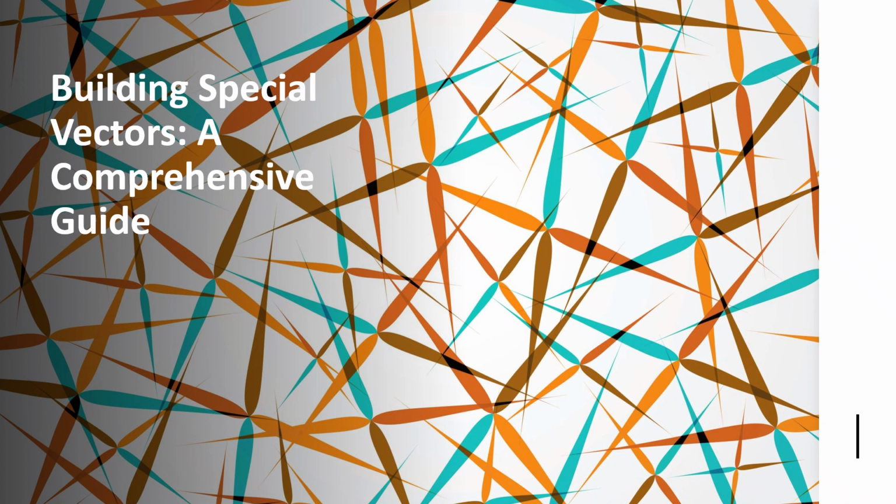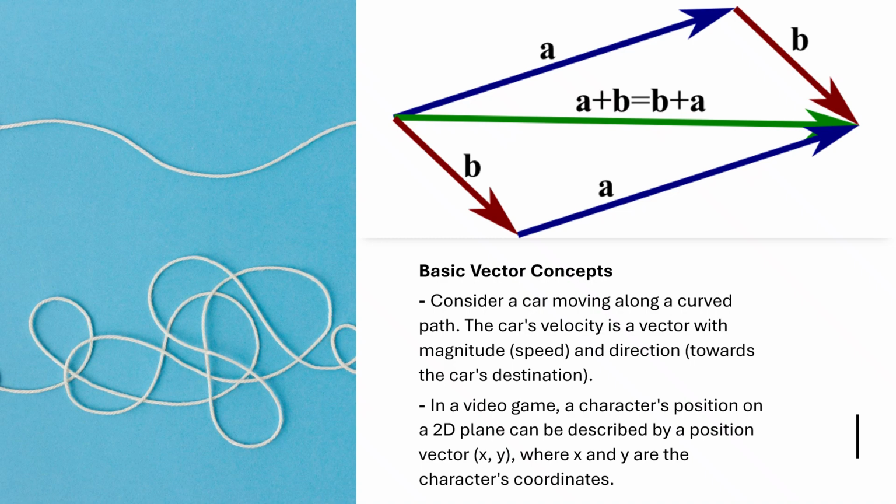Hello, I will speak about building special vectors in a comprehensive way. Well, now I will talk about the basic vector concept. For this basic vector concept, one considers a car moving along a curved path. The car's velocity is a vector with magnitude, speed, and direction towards the car's destination.